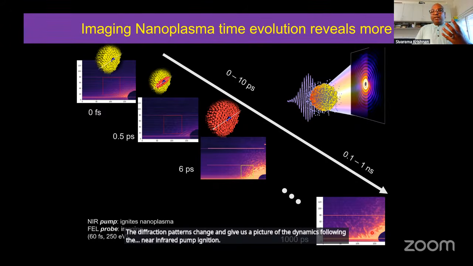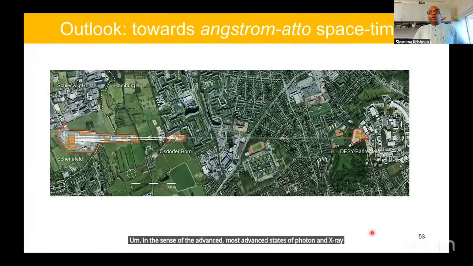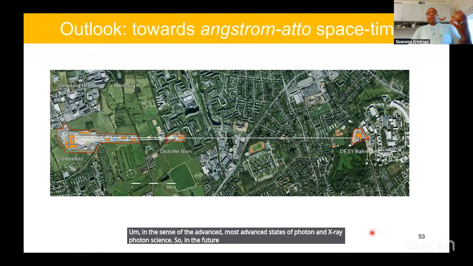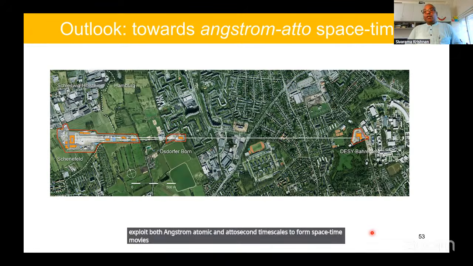So with that, we in some sense establish, not just us, there is of course a community of researchers who use this technique to image nano, micro, and maybe even sub nanoscale objects already, in the sense of the most advanced states of photon and X-ray photon science. So in the future, we would like to exploit both angstrom, atomic, and attosecond timescales to form space-time movies, space-time dynamics, using hard X-ray free electron lasers.